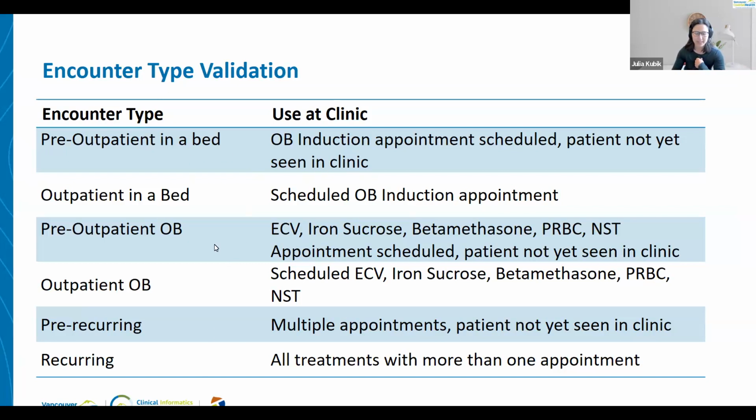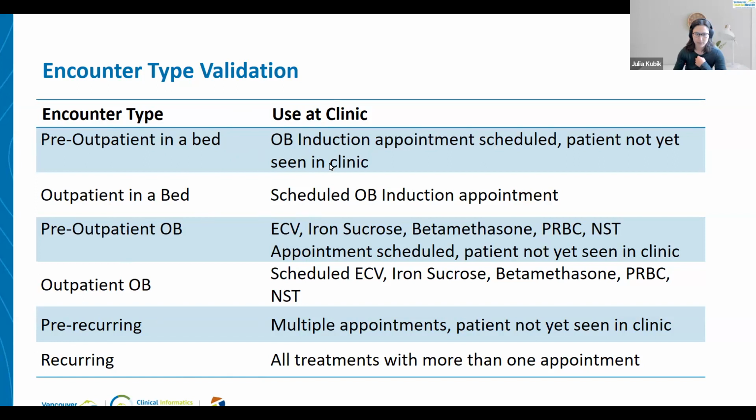Keep in mind, not listed here is every patient that is pre-registered for either a planned vaginal or a home birth will have a pre-outpatient in bed that's kind of separate from this pre-outpatient in bed. So every person will have a pre-outpatient in bed, and then they may have one of these encounter types if they require any outpatient service, such as an ECV or an induction.